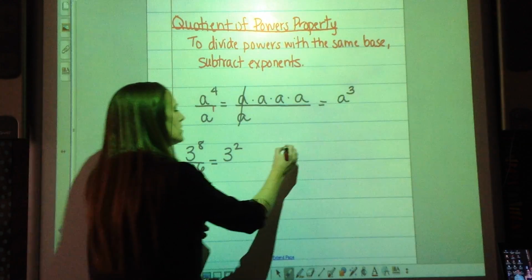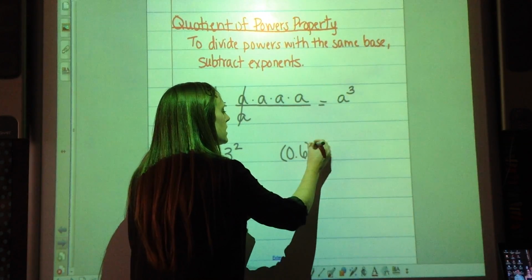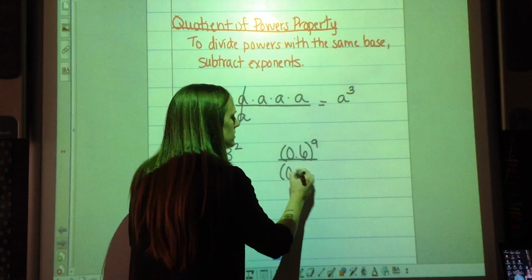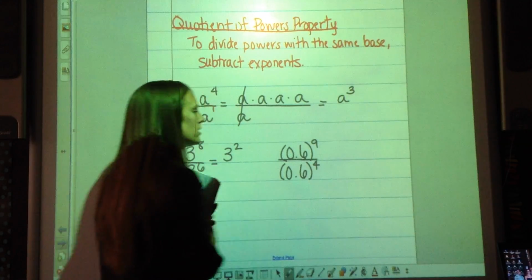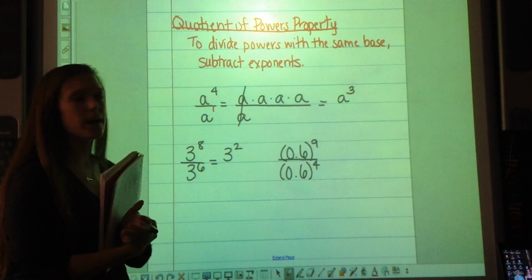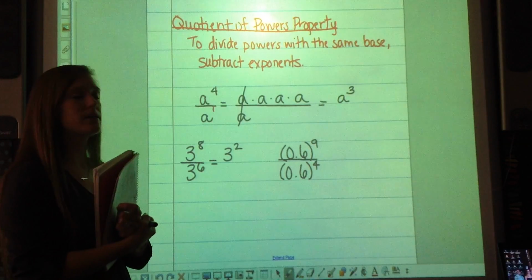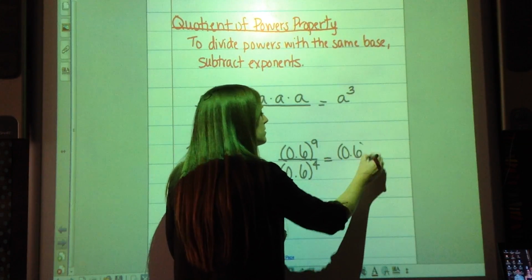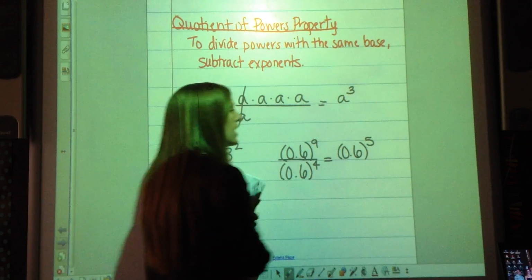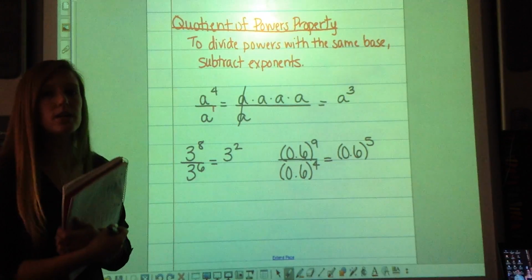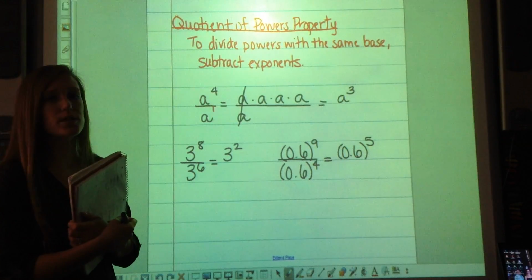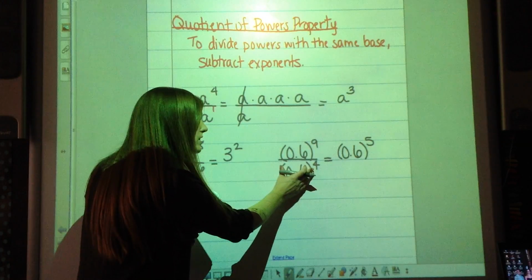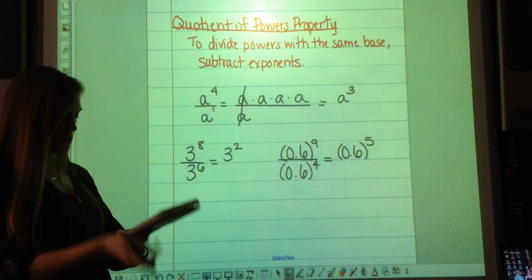So we have 0.6 to the 9th power over 0.6 to the 4th power. Again, we can subtract the exponents if we have the same base, which we do. So my base is going to stay the same, and I have 9 minus 4, which is 5. Notice that my answer is going in the numerator. Our answers do not go in the denominator because there is nothing else in the denominator. We took 4 away in the denominator, so we're left with 5 in the numerator.